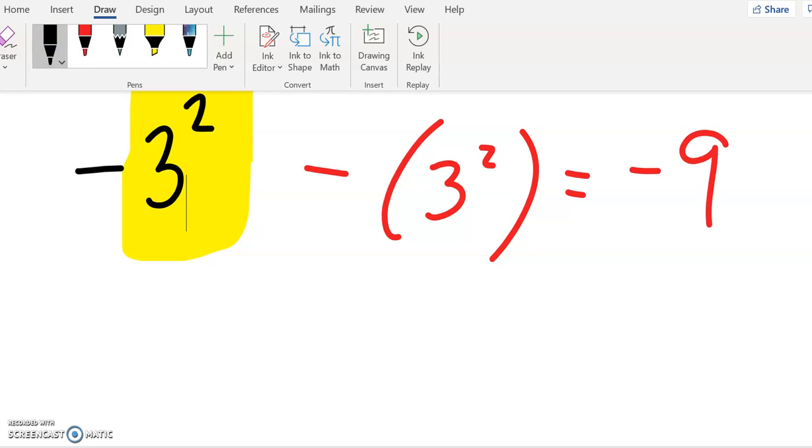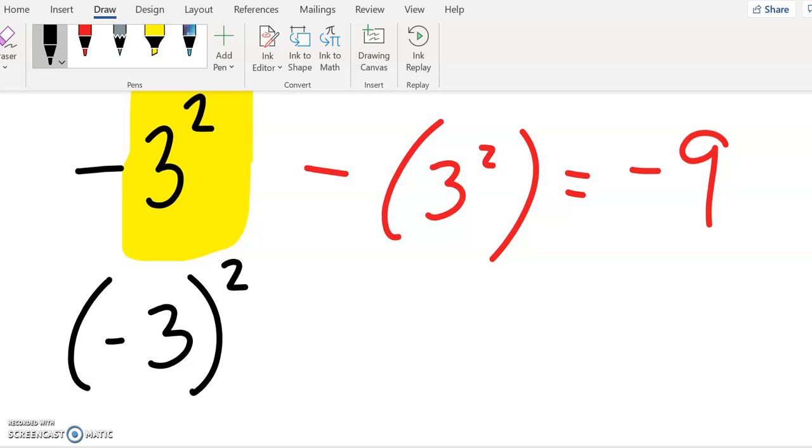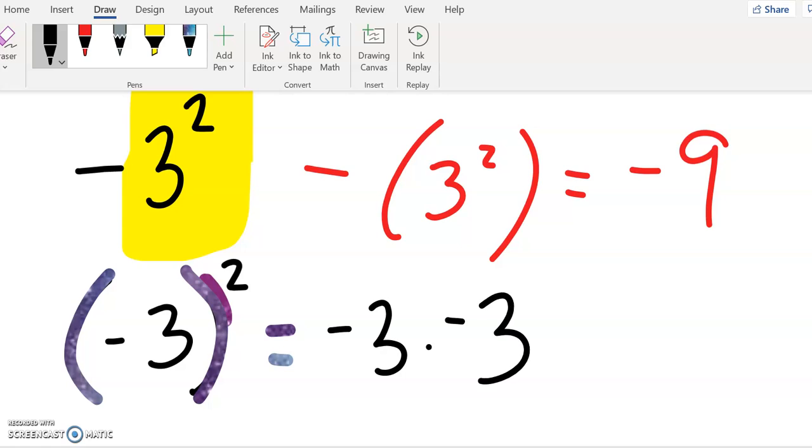Now, that's different than if we say (-3)², because now the exponent is touching the parentheses. So that means everything inside of the parentheses is being squared. So that's the same as saying we're going to have -3 times -3, and 2 negatives we know is a positive. Okay, so that's kind of the general idea of exponents with a negative number. Now, that's slightly different than negative exponents, right?